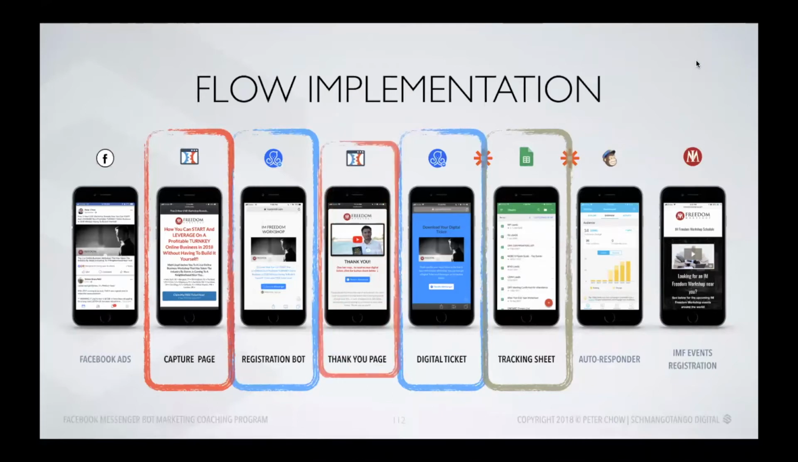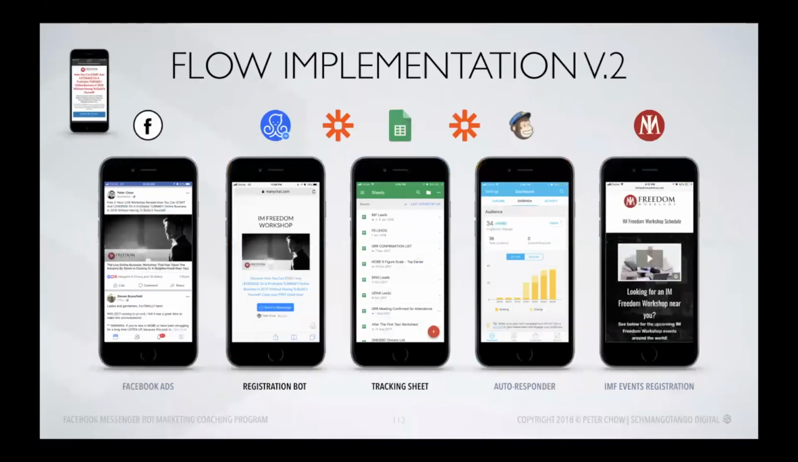Okay, so let's take a look at the next one. I have another even more minimalist flow, which is basically from my ad, it goes into my registration bot. That means I totally bypass my capture page on ClickFunnels. Everything is on here. And of course, I use Zapier to put the data into my Google Sheet.